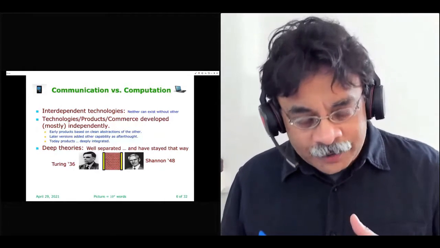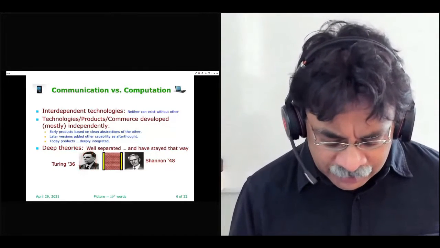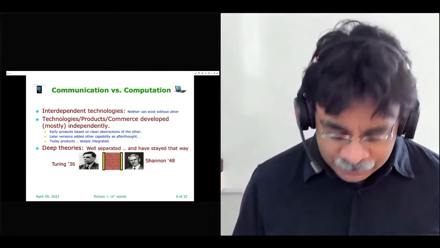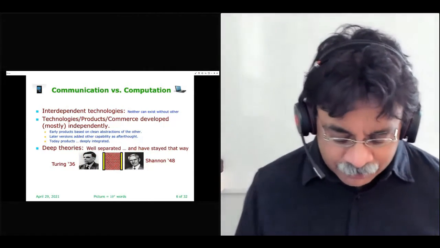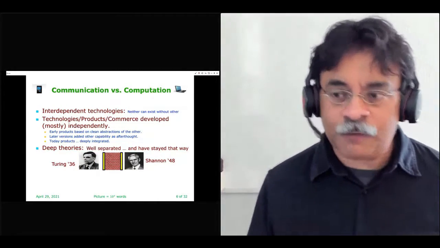And on the theory level, also, it is really the case that the Turing theory and the Shannon theory barely spoke to each other. There was a brick wall separating the two. It's not the same brick wall as we will talk about later in the talk, but there's a brick wall that was really laid between the two. It was very good for each one of the theories.